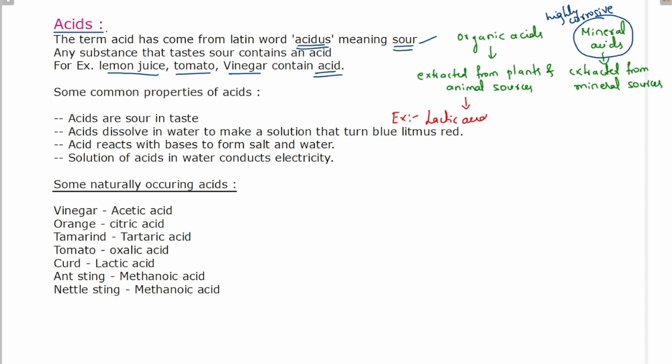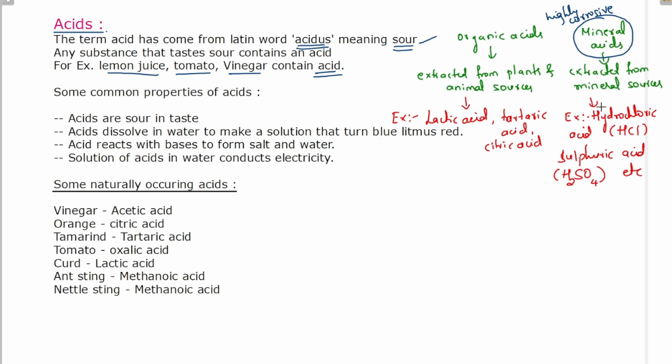Lactic acid, which is present in curd, tartaric acid, which is present in tamarind, citric acid, which is present in oranges and lemons. These are some of the examples of organic acid. Then, what about mineral acids? Hydrochloric acid, sulfuric acid, etc. These are some of the mineral acids. This categorization of acids is based on the source from which they are obtained.